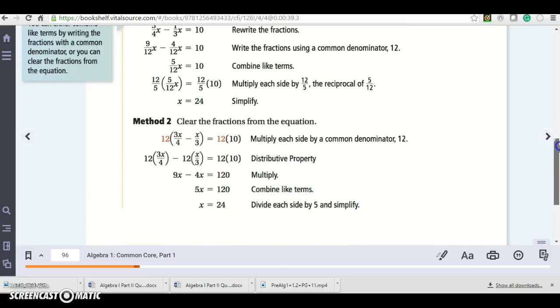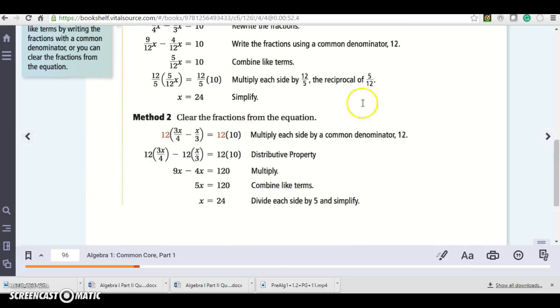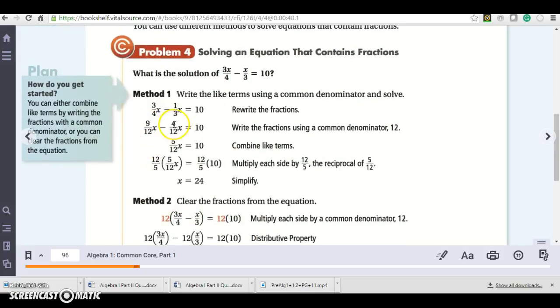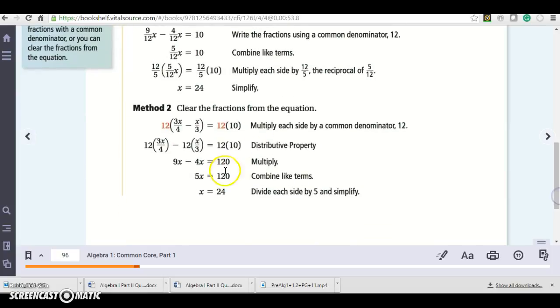Now I can also do it where I clear the fractions. If I do that, I'm going to multiply both sides by the common denominator again, 12. And so when I do that, I get 9x minus 4x. Notice it's the exact same thing as my numerators, except on this side, I'm also going to multiply this by 12. And that's going to give me 120.